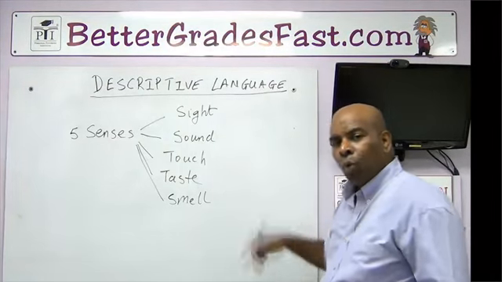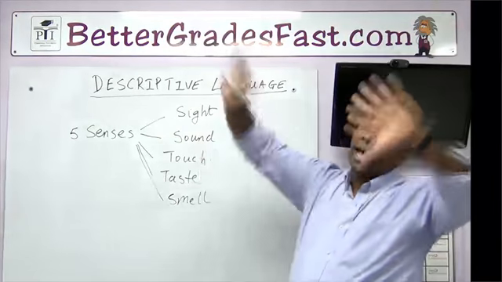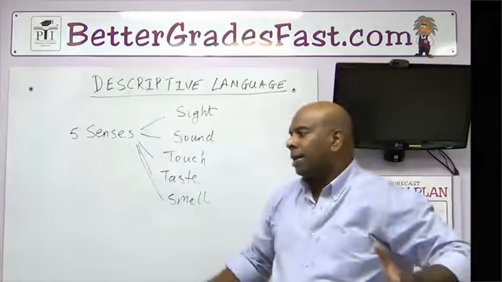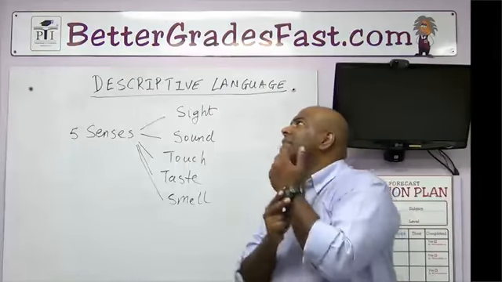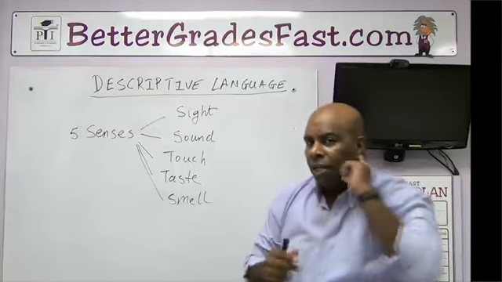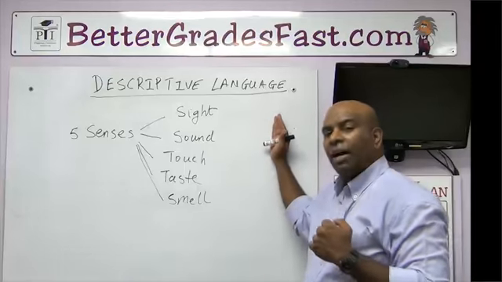If you can remember how we looked at setting and we described how the forest looked, with the large trees and the gray barks and the overcast conditions, you could hardly see what's happening above, and the birds whistling and the creatures howling. That's descriptive language.